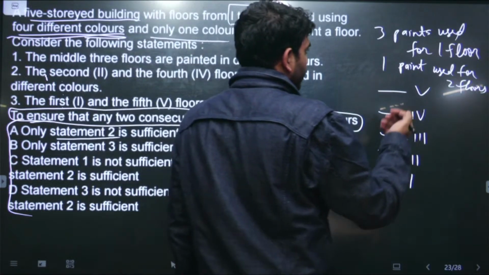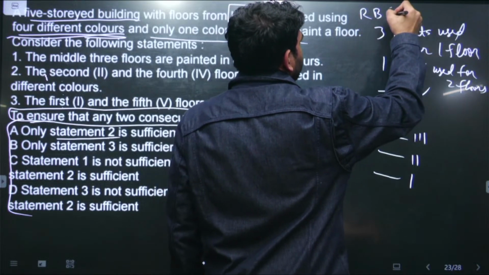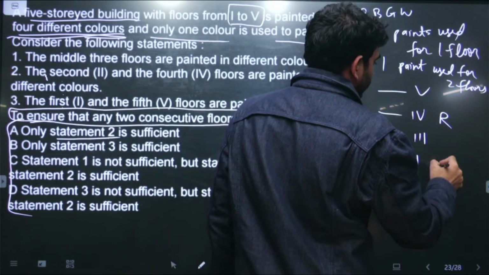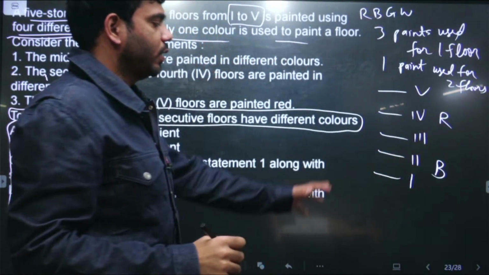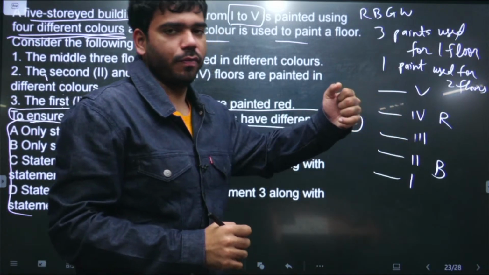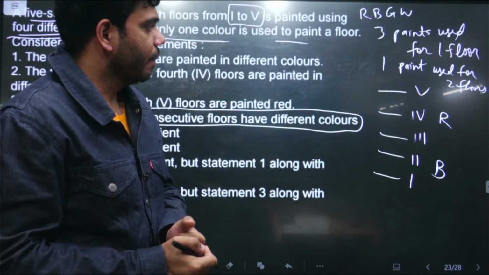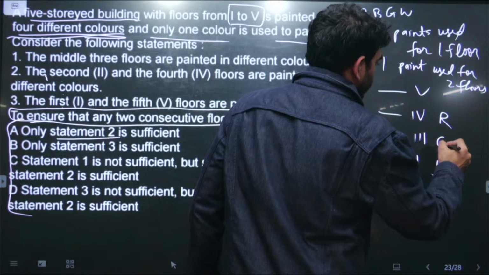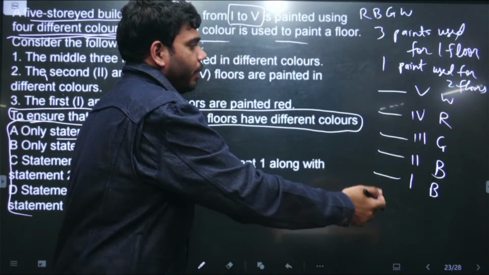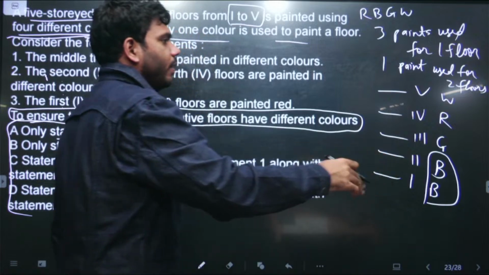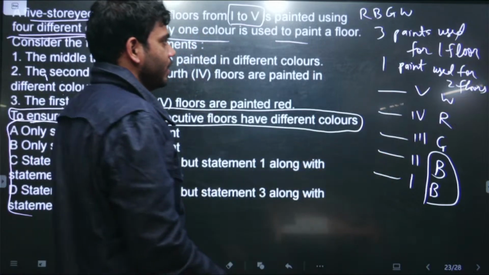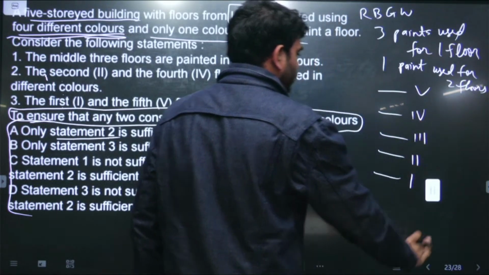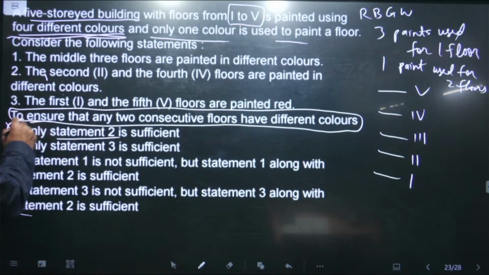Obviously, जैसे मान लीजिए हमारे पास 4 colors हैं: red, blue, green, white. These are the 4 colors. So let us say red को हमने इससे कर लिया and blue को इससे कर लिया. So it is not sufficient to say that if second and fourth floors are painted with different colors, then all the consecutive floors will have different colors. ऐसा भी हो सकता है, इसको blue कर दें, इसको green कर दें, इसको white कर दें. This is also possible. But the first and second floors are consecutive and they are then painted with the same color. So this is not sufficient. Only statement 2 will not be sufficient to say that consecutive floors will never be painted the same color. So option number A is wrong.